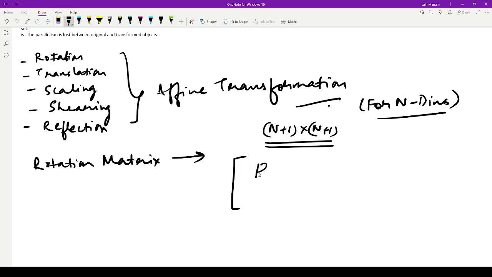if I write the rotation matrix R as R n cross n, here there will be n number of zeros. Maybe I'll just write a big zero here. So this is a big zero vector, which is n cross 1. This is 1 cross n zeros, and this is 1. So your rotation matrix in the affine transformation will look like this. If you can tell me what this R n cross n looks like in general, that would be good.